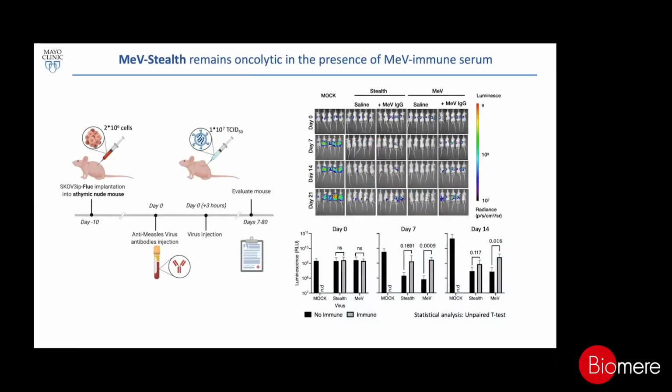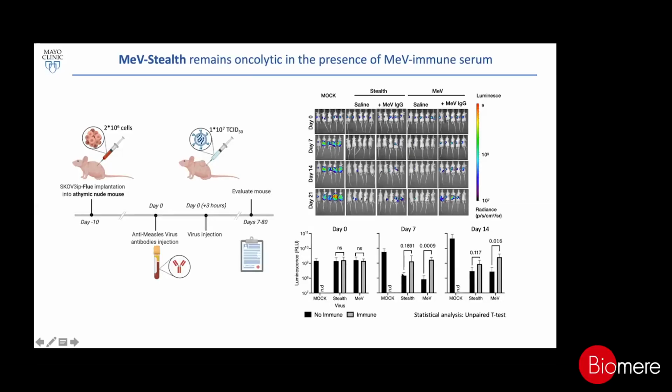This experiment was also repeated with SKOV3 cells expressing luciferase so as to determine the tumor burden through bioluminescent imaging. At day 0, tumor burden was comparable across groups, as we can see here in the quantification of the signal. But as early as 7 days later, we could see a significant reduction in the tumor burden when mice were treated with either stealth or measles virus in the absence of measles virus antibodies, as we can see here.